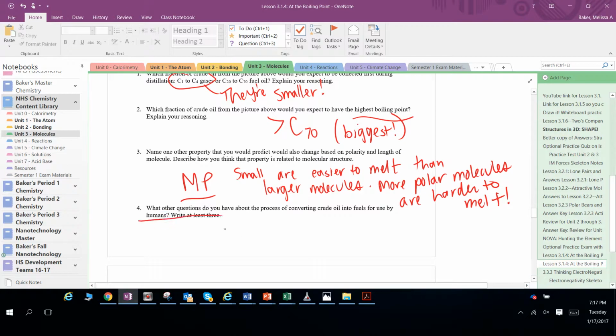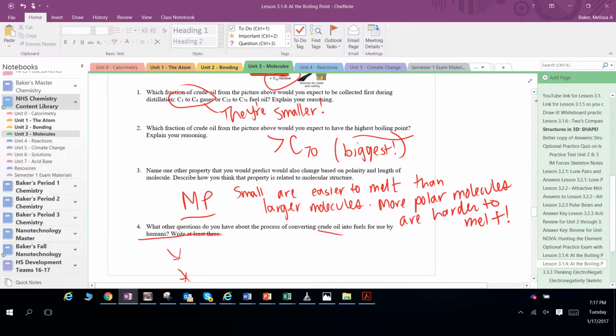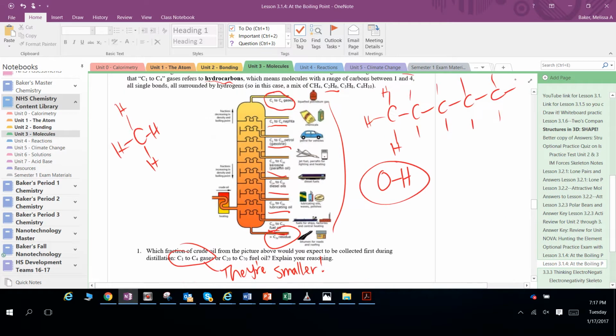And then here you're supposed to write out 3 questions that you've got about how this process of converting crude oil into the different fuels that we use works. And I think you can probably have a lot of questions based on this picture. Like, I want to know, what is naphtha and what chemicals is it used in?